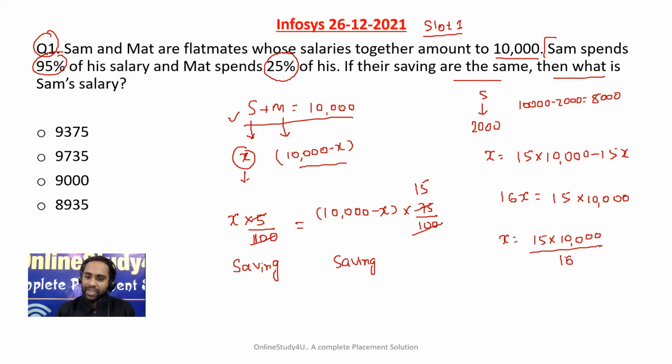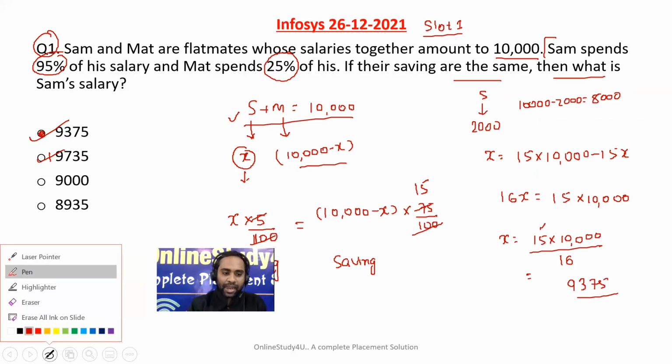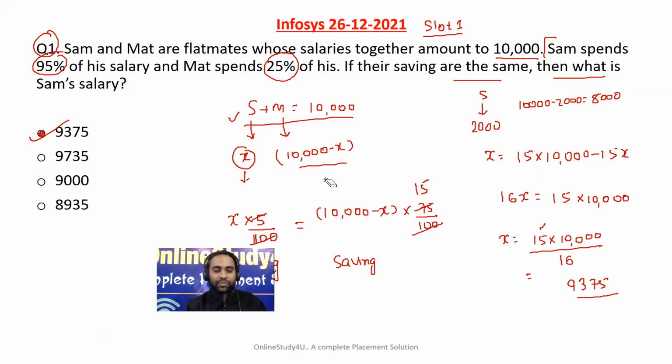Now if this was also 16, you would have got 10,000. But here it is 15, so it will become what? 9,375, I guess. So 9,375, option 1. If you try to divide, you will get 9,375. Let me also use the calculator and verify it for you. Option A should be the correct answer.